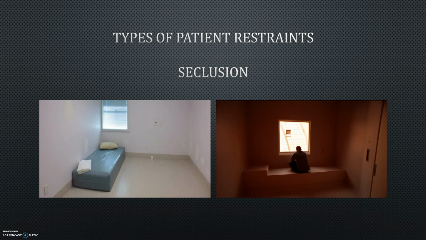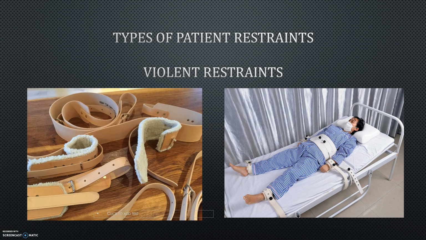Seclusion, well, really, it's just being in a room by yourself, away from other people, usually for violent patients or people who were threatening staff or threatening themselves, sometimes for suicidal ideation. You get put in a seclusion room. Violent restraints all fall under physical restraints too. These are for patients who are violent. You see the woman on the right is in 5-point restraints, has a mask on. She's probably spitting on staff.